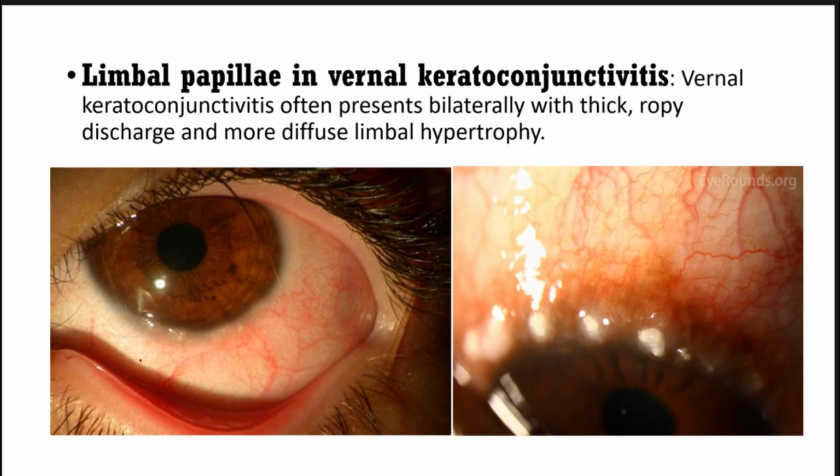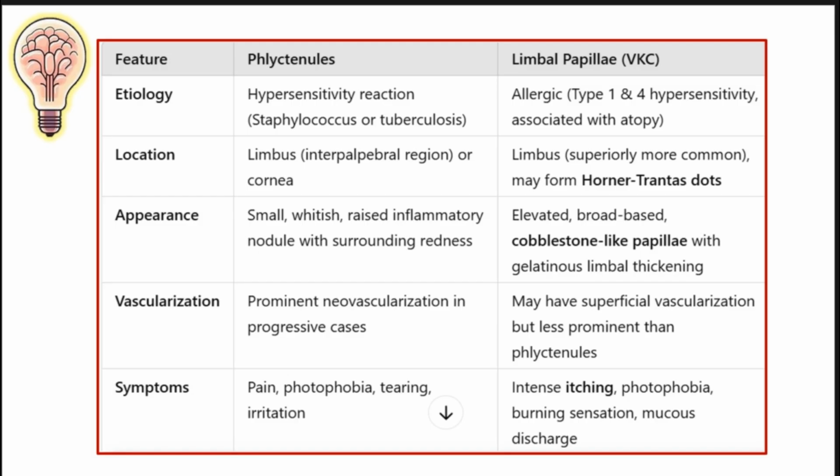Phlyctenules are small inflammatory lesions. However, in case of vernal keratoconjunctivitis, you will find this condition to be bilateral. Moreover, you will find this gelatinous limbal lesion, and sometimes you can also find these Horner-Trantas dots, which are nothing but white limbal spots of degenerated eosinophils. So these are more specific to VKC and they're not seen in phlyctenular keratoconjunctivitis. So phlyctenules, as I told you, are going to be a hypersensitivity reaction. However, VKC is a type 1 and type 4 hypersensitivity reaction.